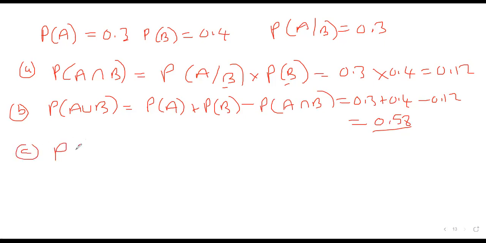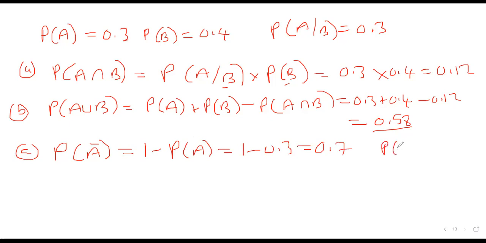Then what is the complement of A? It's the opposite of A. It is simply 1 minus the probability of A itself. So the probability of A was 0.3, meaning the remainder, if A is 30%, the remainder is 70%. Without showing the calculation, what's the complement of B? It is 1 minus B itself, which is 0.6.